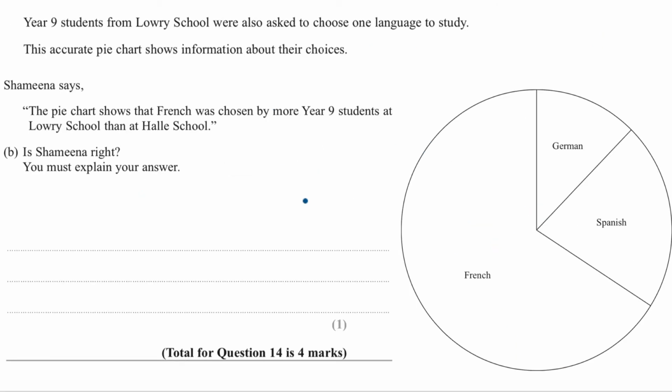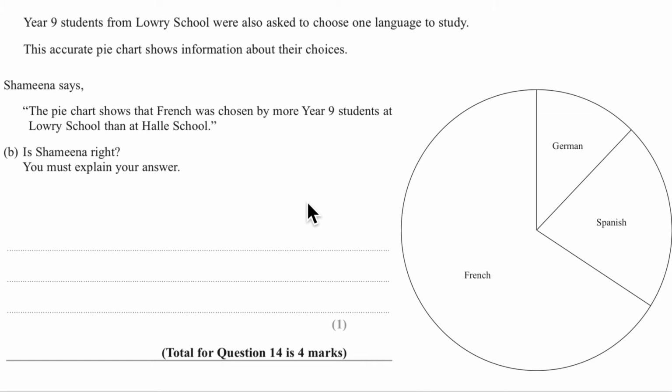Now, the next part of this question says Year 9 students from Lowry School were also asked to choose one language to study. This accurate pie chart shows information about their choices. Shamina says the pie chart shows that French was chosen by more Year 9 students at Lowry School than at Halle School. Is Shamina right? You must explain your answer.